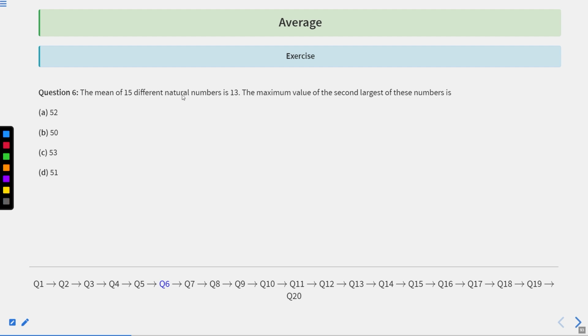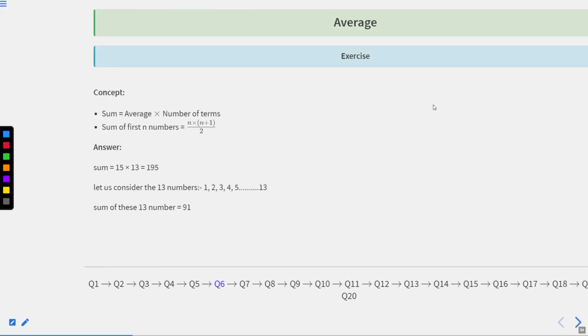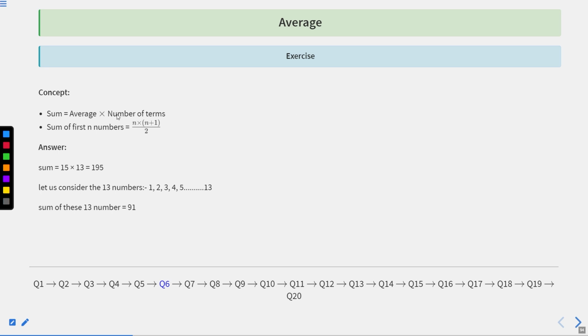The mean of 15 different natural numbers is 13. So the mean of 15 natural numbers is given to us, and we want the maximum value of the second largest of these numbers. Here the concept that will be used is sum equal to average into number of terms, and the second formula that will be useful is the sum of first n natural numbers, that is n times n plus 1 upon 2. So the sum is equal to 15 times 13, equal to 195.